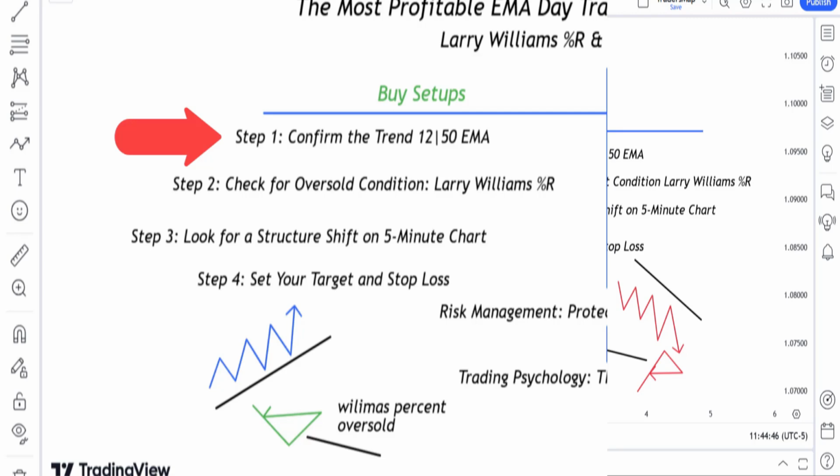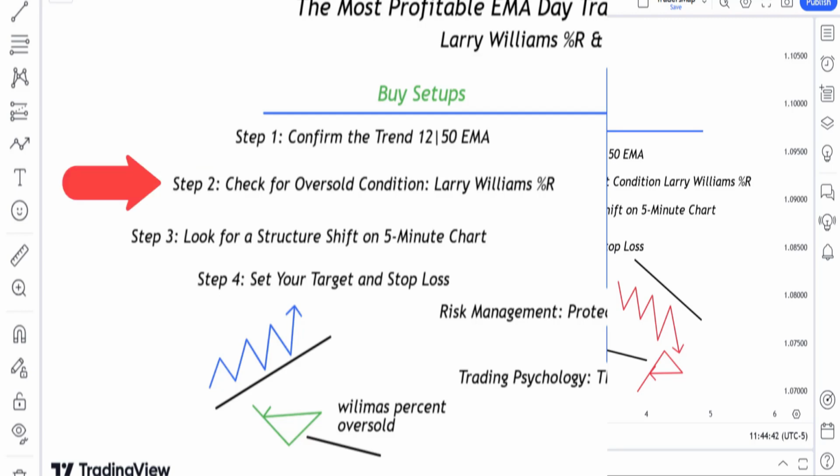When the 12 EMA crosses above the 50 EMA, we're looking for bullish trades because it indicates a strong uptrend. On the flip side, if the 12 EMA is below the 50 EMA, we focus on bearish setups which signal a downtrend. This step is critical because it sets the stage for every trade we take. Without the trend on our side, our chances of success are much lower. Always remember, trend is your friend, and these EMAs make spotting it simple and reliable.